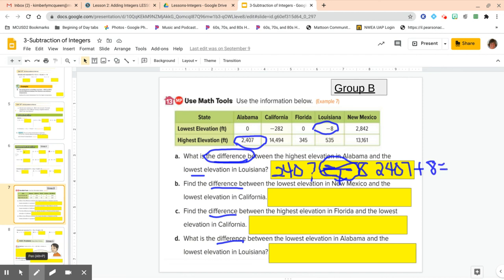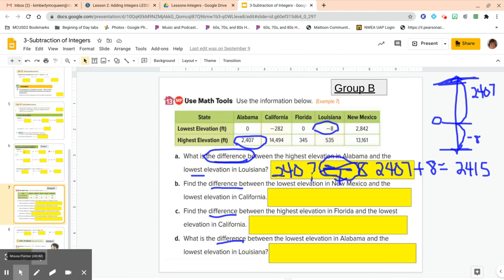Now, how does that make sense? Well, let's add these together. I have 2415. That is the difference between the highest elevation in Alabama and the lowest elevation in Louisiana. If I were to draw some sort of a thermometer number line, here is my 0. All of this is my 2407. This is my negative 8. They want to know what the difference is. That means the difference from here to here. And putting those together would be the total amount of what they are different.